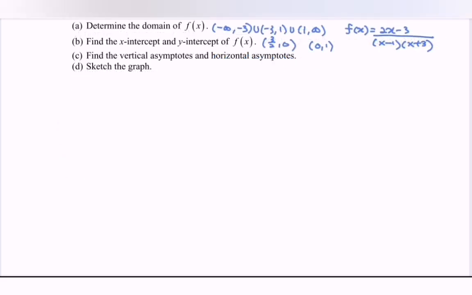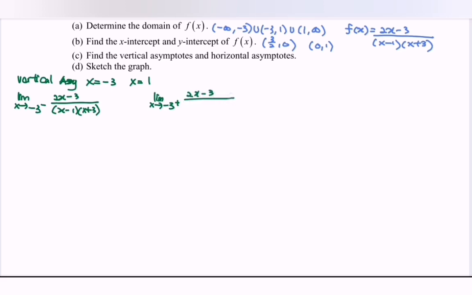C. Find the vertical asymptote and also the horizontal asymptote. In order to find the vertical asymptote, what we have to do is to refer to the domain, where we have x equals negative 3 and x equals 1. Limit when x approaches negative 3 from the left, and limit when x approaches negative 3 from the right, for the function (2x - 3) / ((x - 1)(x + 3)).